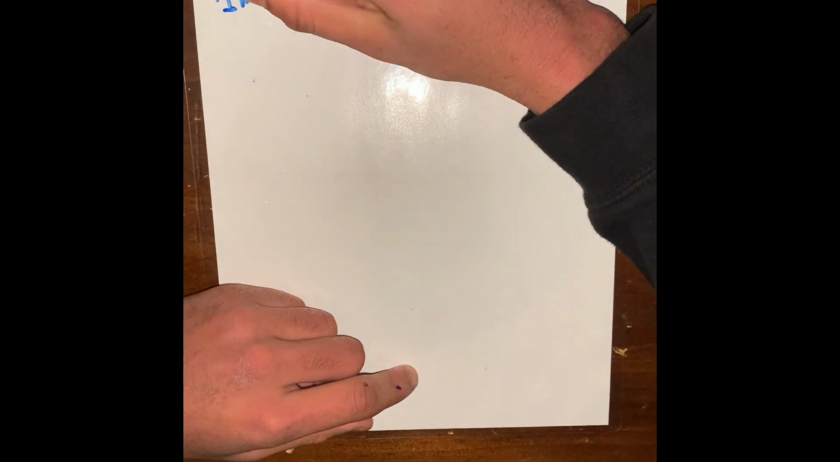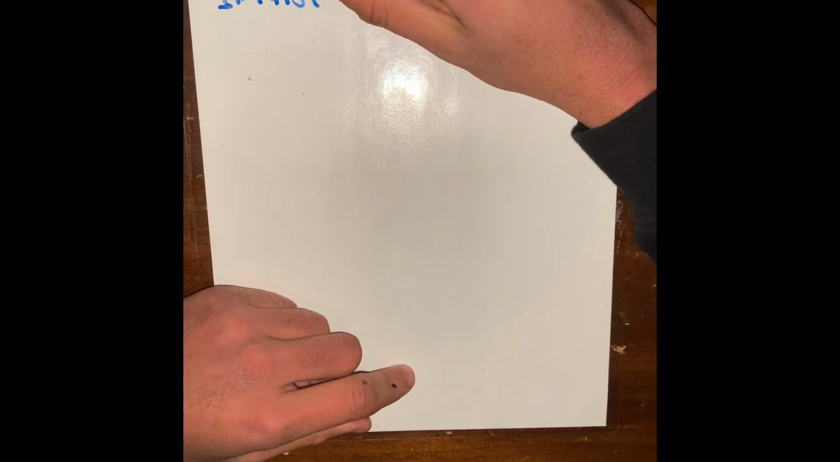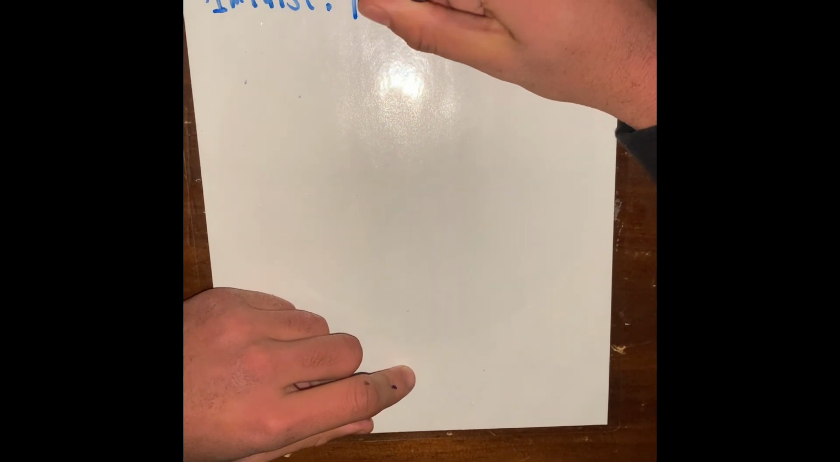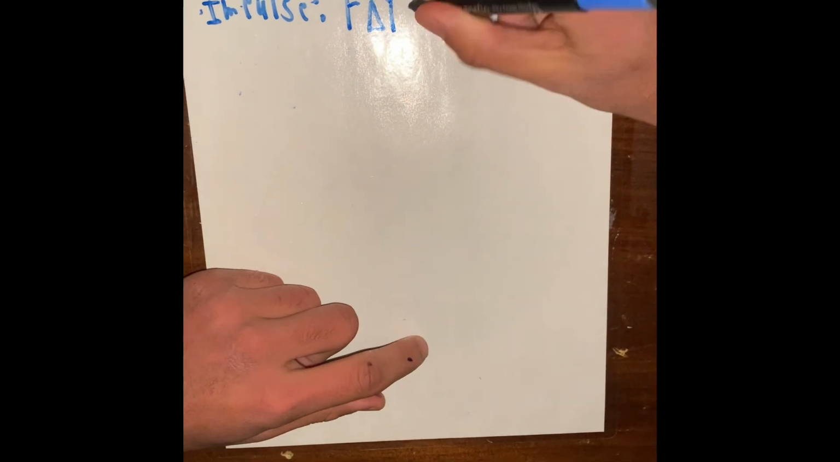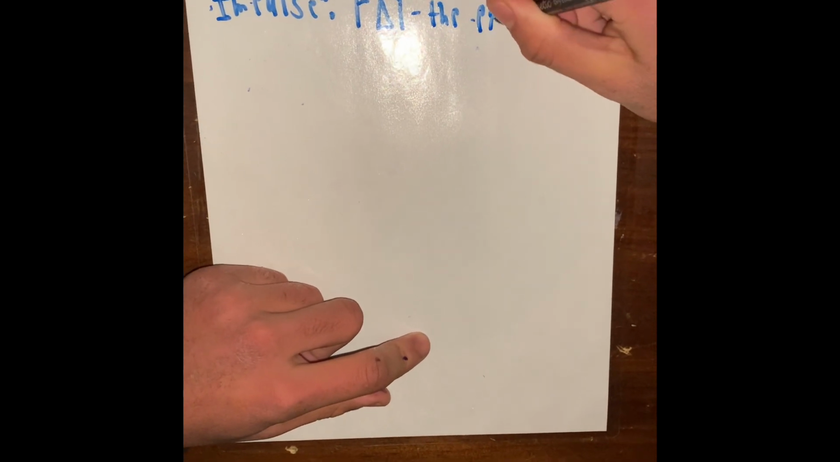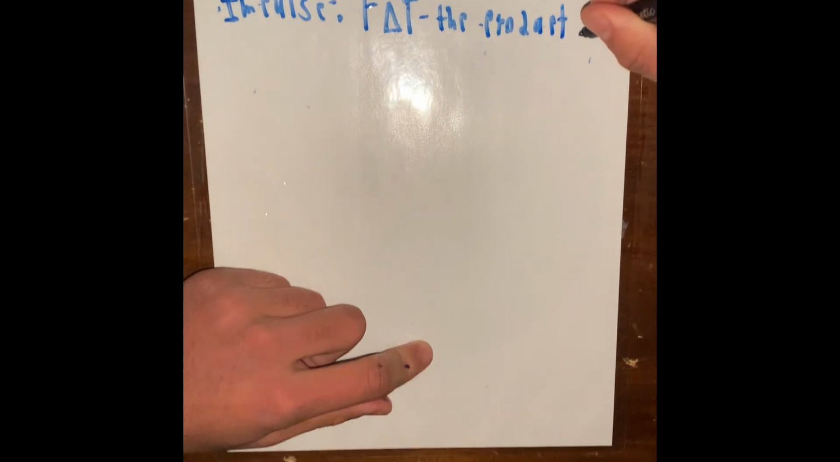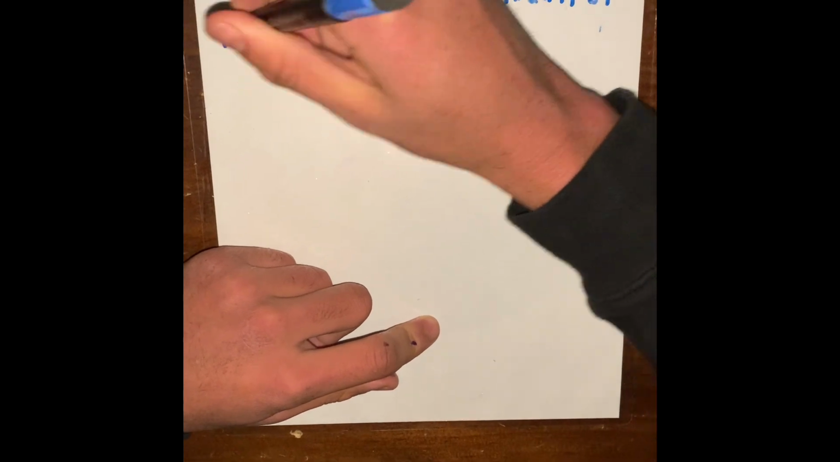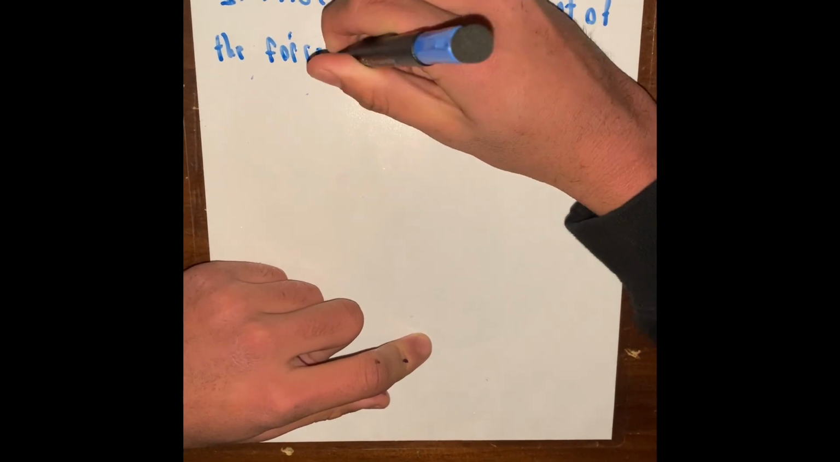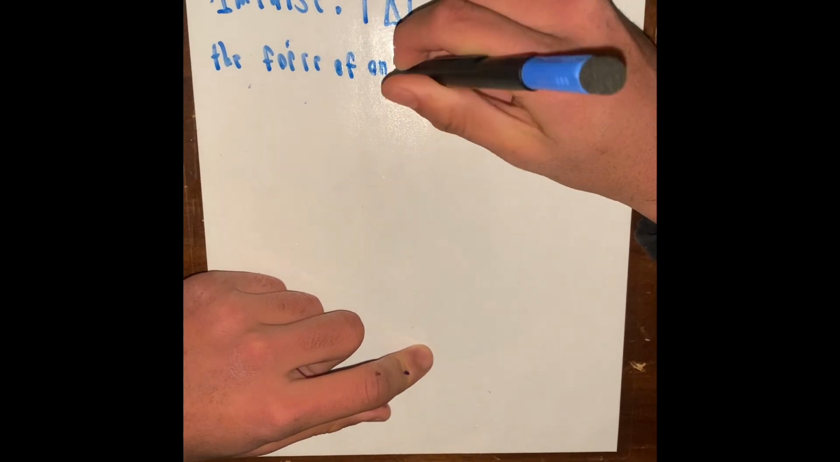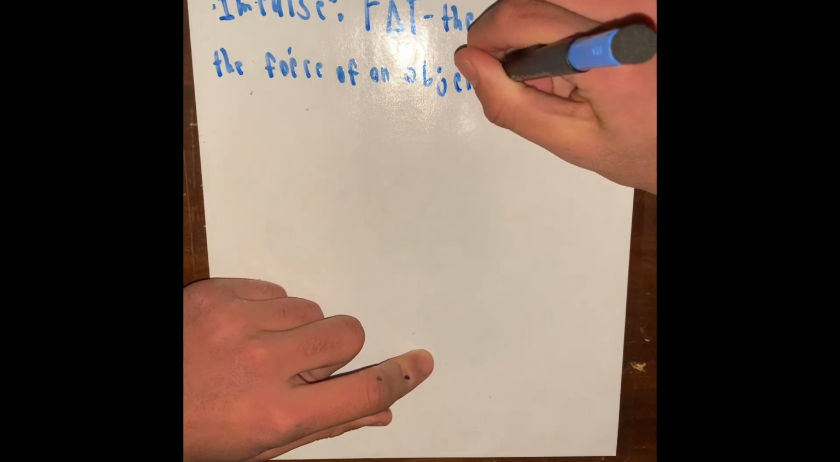Impulse can be represented by the equation F times delta t, where F equals net force and delta t equals change in time. Impulse is defined as the product of the force acting on an object over the time during which the force acts. Impulse is measured in newton-seconds.